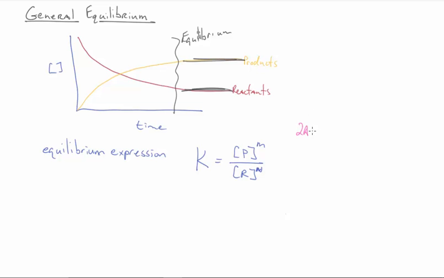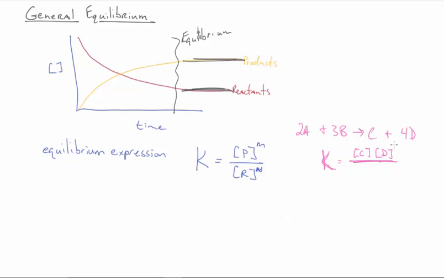So if I had, just generally, 2A plus 3B gives me C plus, let's call it, 4D, what would this expression look like? Well, it'd be a capital K, and that's different than my rate constant for rates. This is capital K, the equilibrium constant. So I'd have products, which is C, concentration brackets.